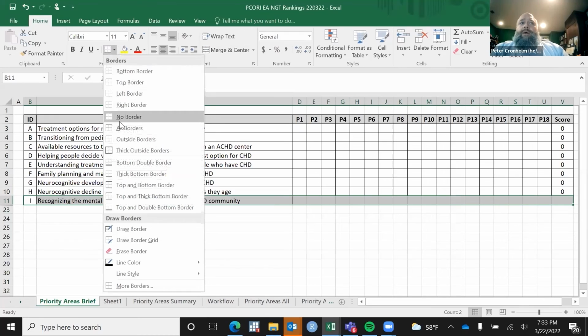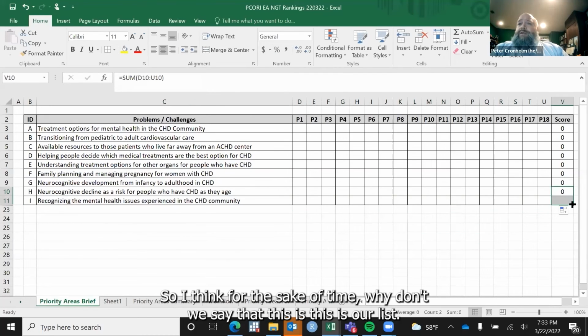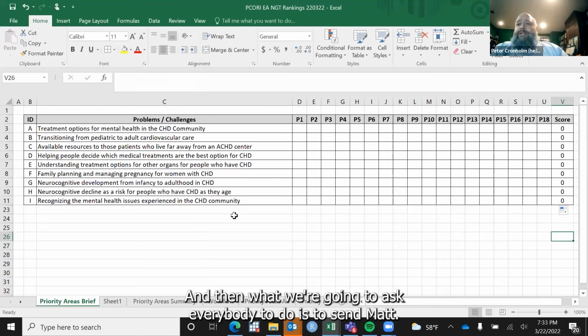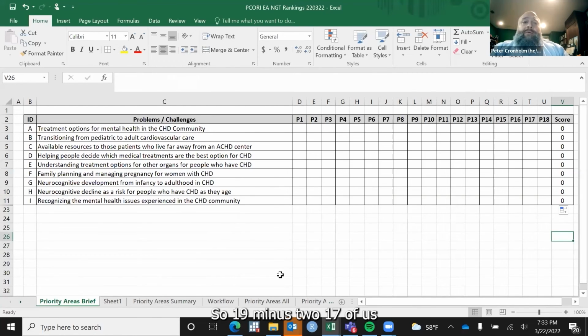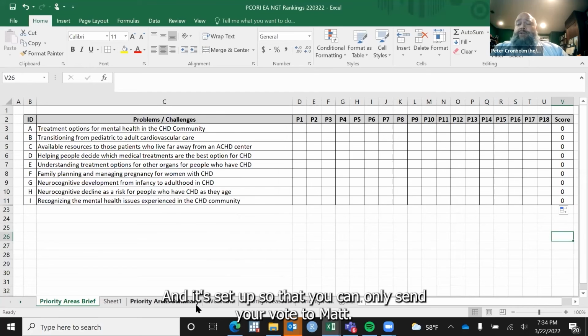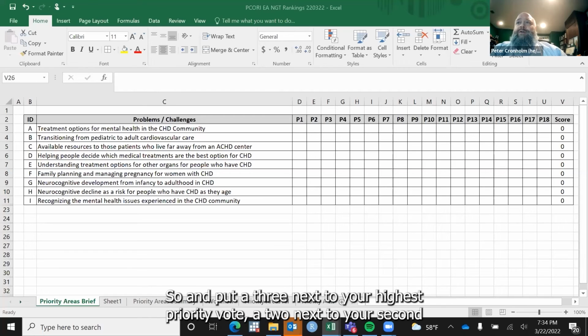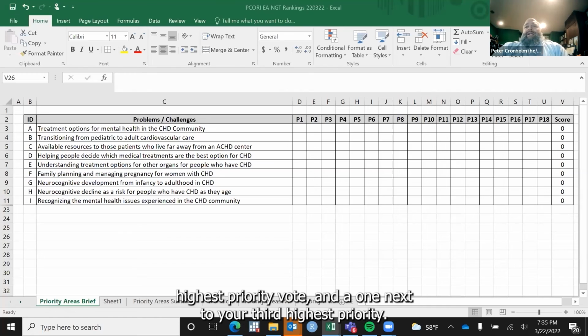Okay. All right. So for the sake of time, why don't we say that this is our list. And then what we're going to ask everybody to do is to send Matt, so this is everybody, all 19 minus 2, 17 of us, your vote. It's set up so that you can only send your vote to Matt. Nobody else is going to see your vote. So this will be anonymous. Just use the letters so you don't have to type the whole thing out. Put a 3 next to your highest priority vote, a 2 next to your second highest priority vote, and a 1 next to your third highest priority.